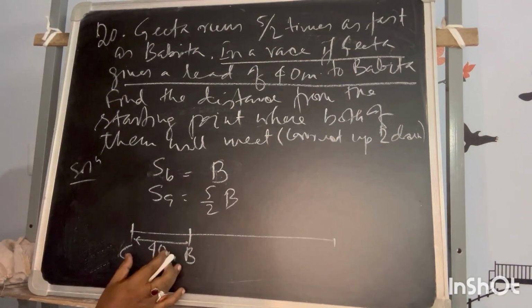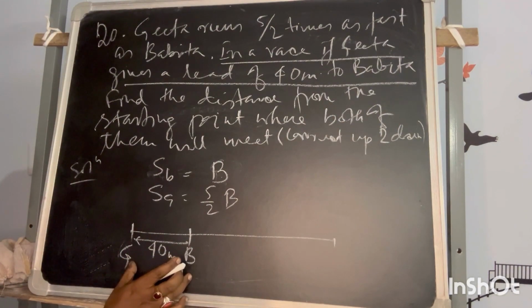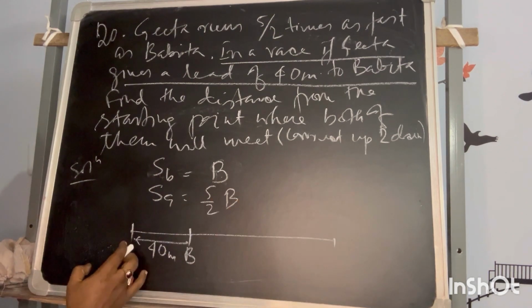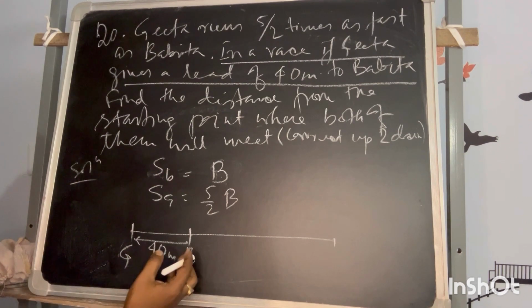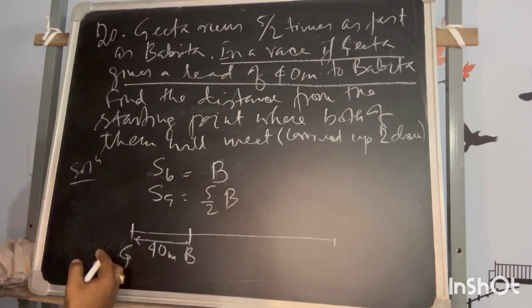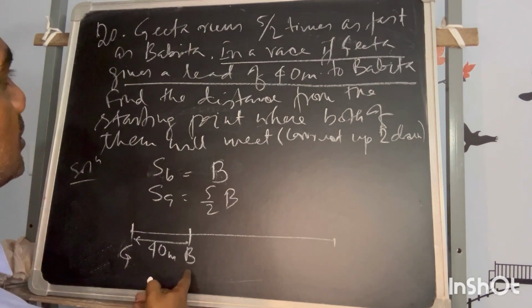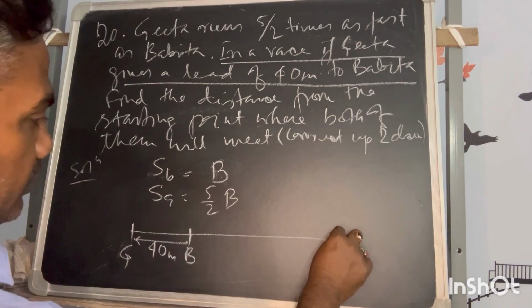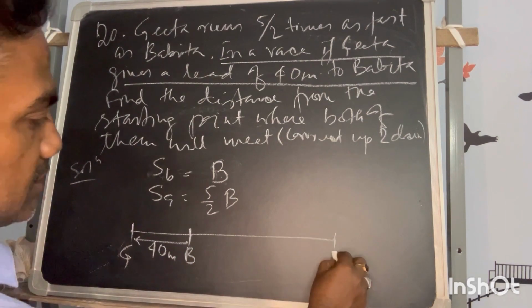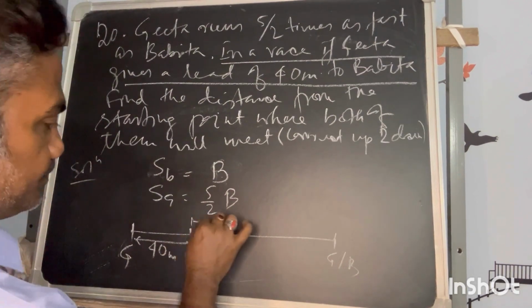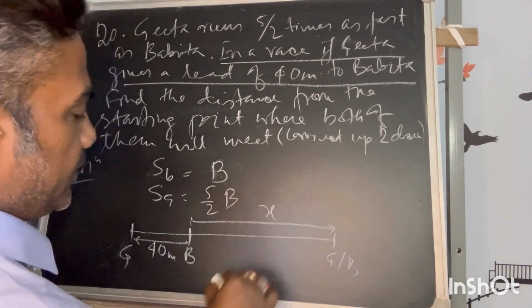While they are starting, they are 40 meter apart, where Babita is standing forward and Geeta is 40 meters behind Babita. Because Babita is slower, if they start at some point of time, Geeta will catch Babita. Geeta and Babita will reach there. So this could be X.